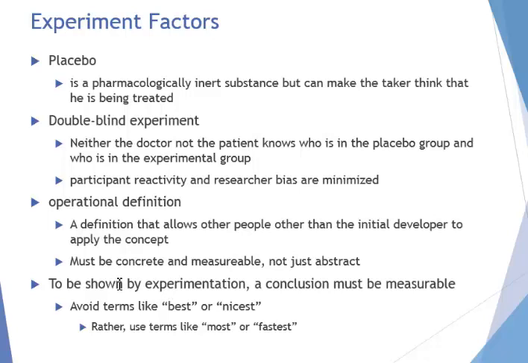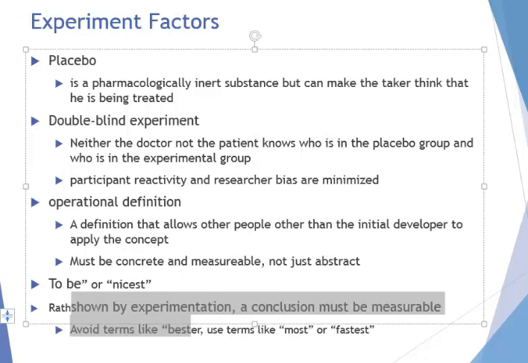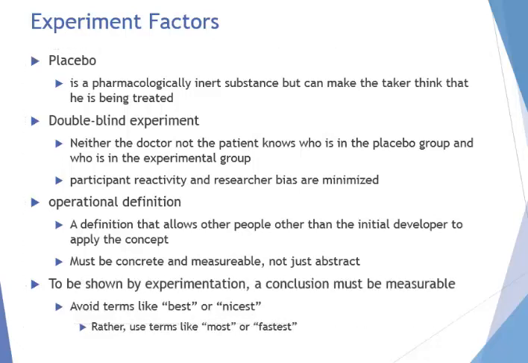And finally, to be shown by experimentation, a conclusion has to be measurable. You can't, for example, show that a person who takes this will be in a better mood. The person who takes this pill will be nicer. The person who takes this steroid will be fastest. Well, actually, fastest does work because fastest is measurable.